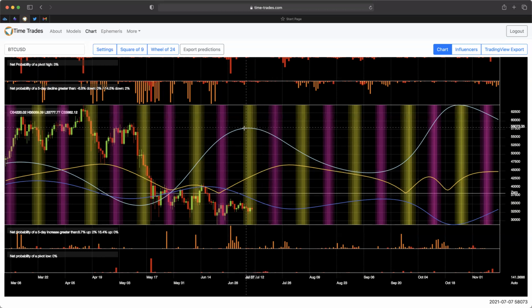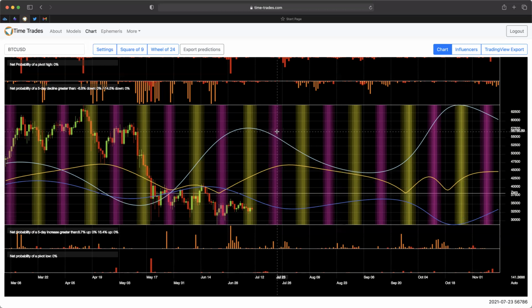So the way I like to use these short-term waves is whenever they change direction or cross the zero line down here, that should be interpreted as high probability of a change in trend, okay? And we've got two of these signals happening in short order. We've got a very low probability of a pivot low down here in July.